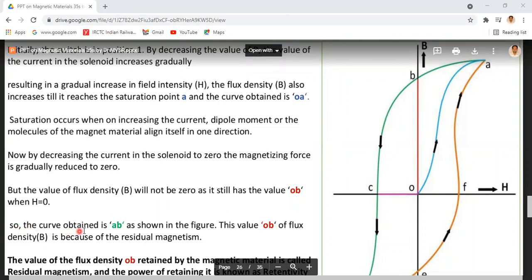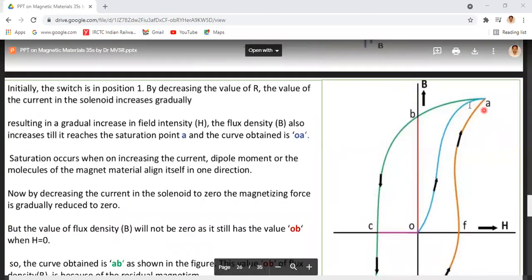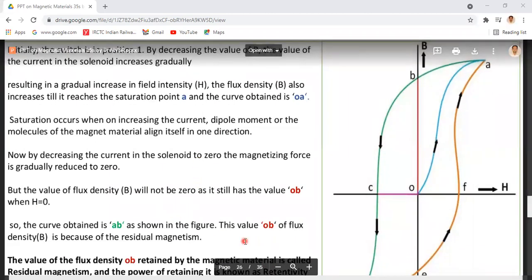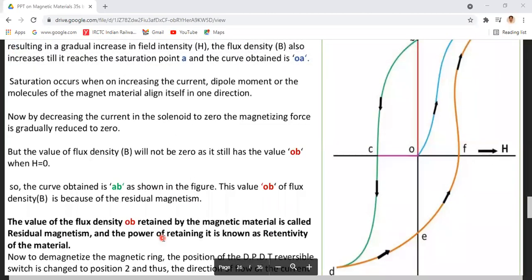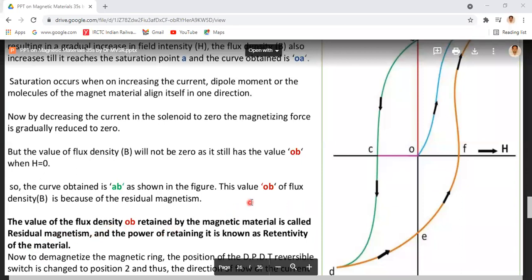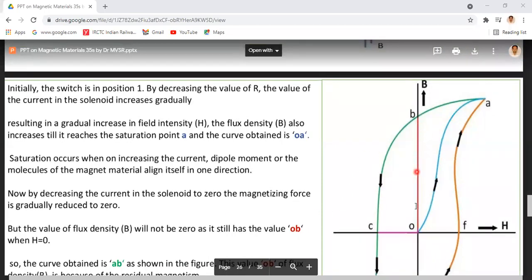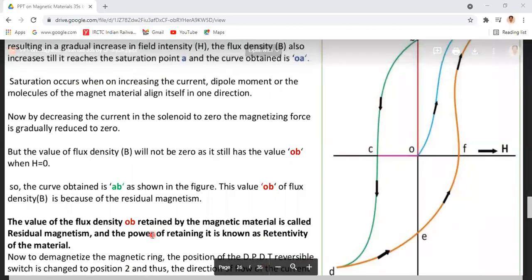The curve obtained follows the path AB, shown in the figure. This value OB of flux density is because of the residual magnetism. How can you define residual magnetism? The value of the flux density OB retained by the magnetic material is called residual magnetism. And the power of retaining it is known as the retentivity of the material.